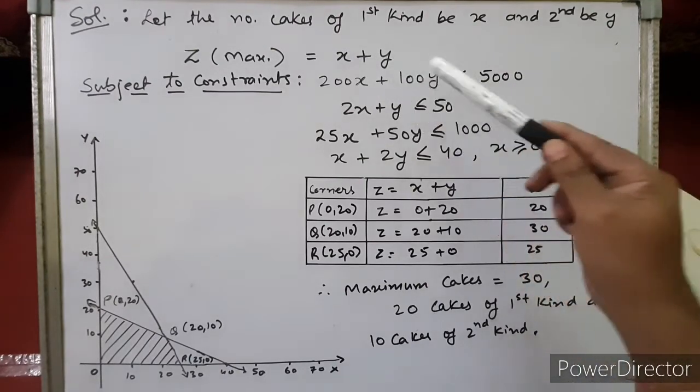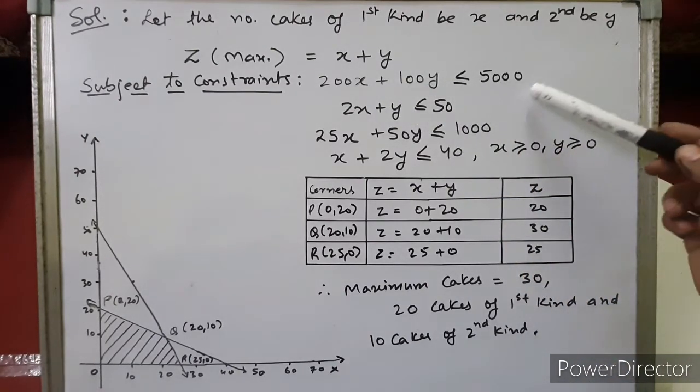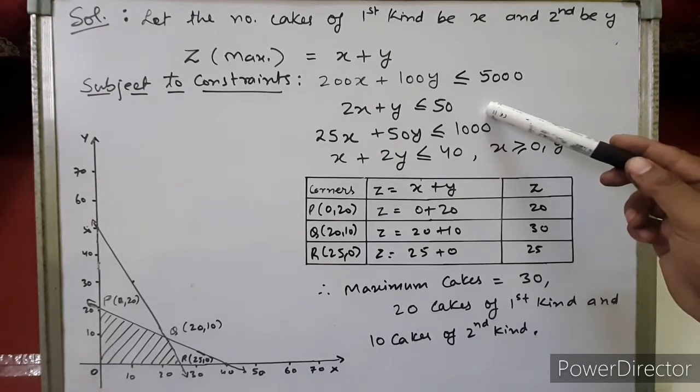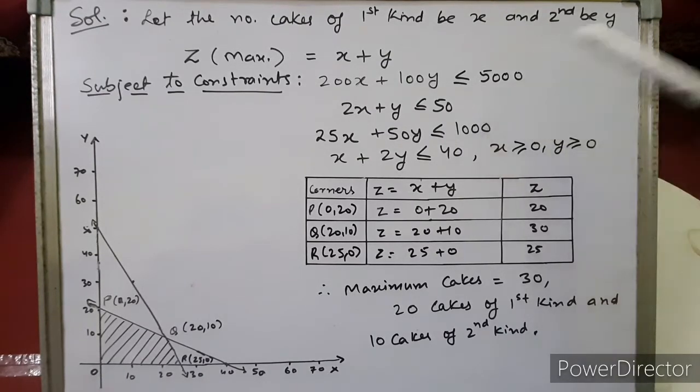So here we can see that all the terms are in grams. Now what we'll do, we'll divide it by 100, we'll get the constraint 2x plus y is less than equal to 50. Right. Now for the other constraint, it is given that each unit of first kind of cake uses 25 grams of fat, and each unit of second kind of cake uses 50 grams of fat, and total quantity of fat that we are having is 1 kg. Okay, so total amount of fat is given as 1 kg. 1 kg means 1000 grams.